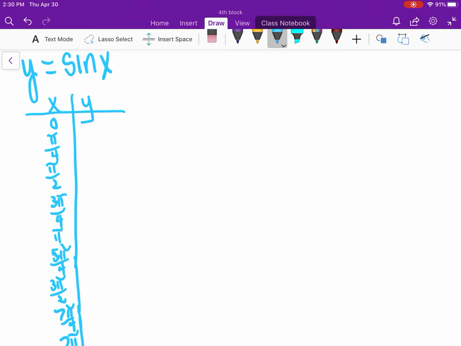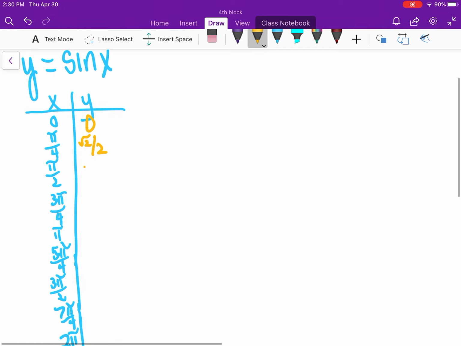So for example, x is 0. We want to find the sine of 0. So the sine of 0 means I would go to my unit circle, I would look at 0 radians, and what is the y coordinate? Okay, that's 0. Then at pi over 4, what is the y coordinate? And then at pi over 2, the y coordinate is 1. At 3 pi over 4, it's radical 2 over 2.